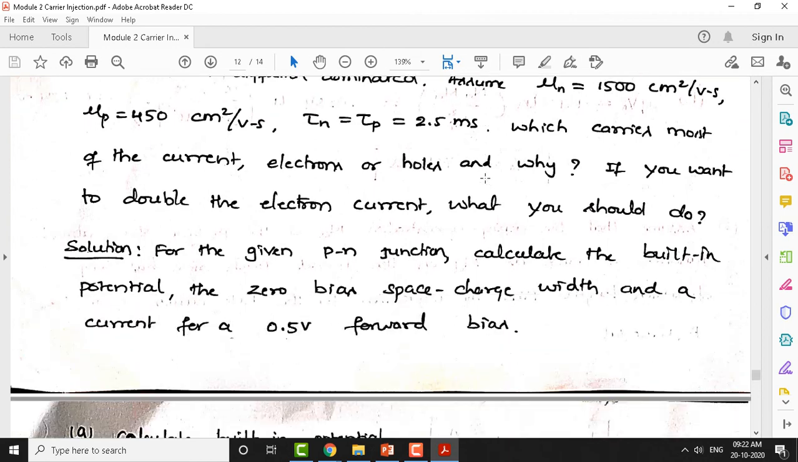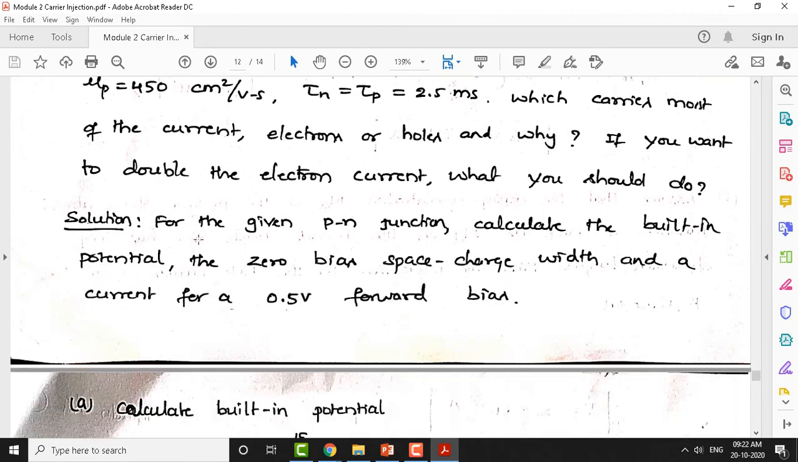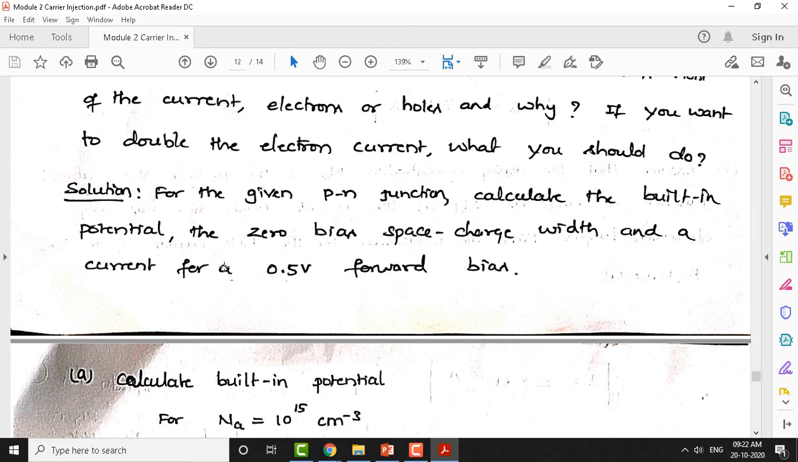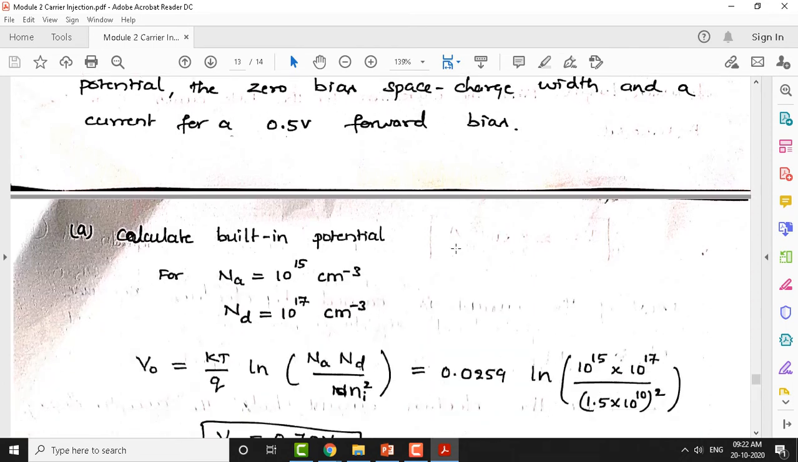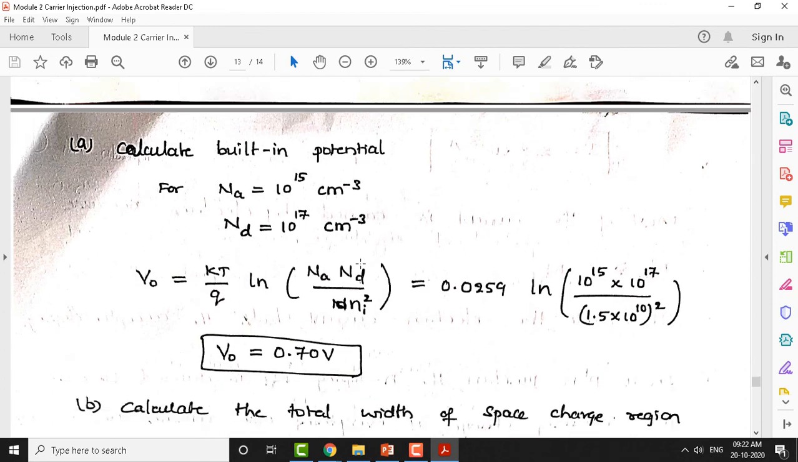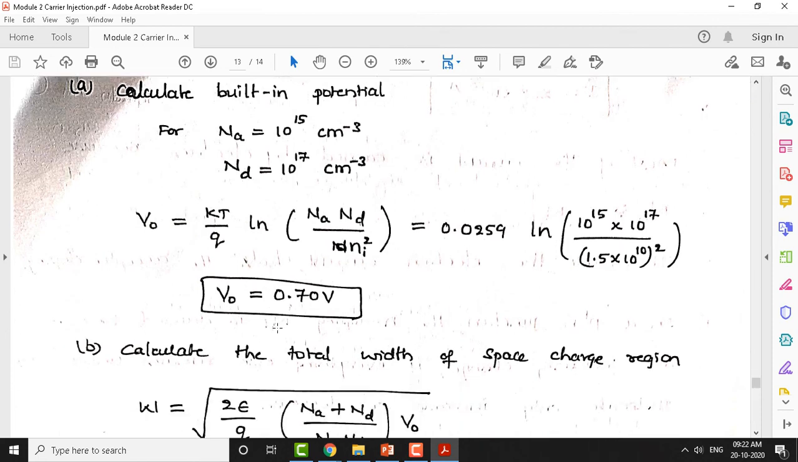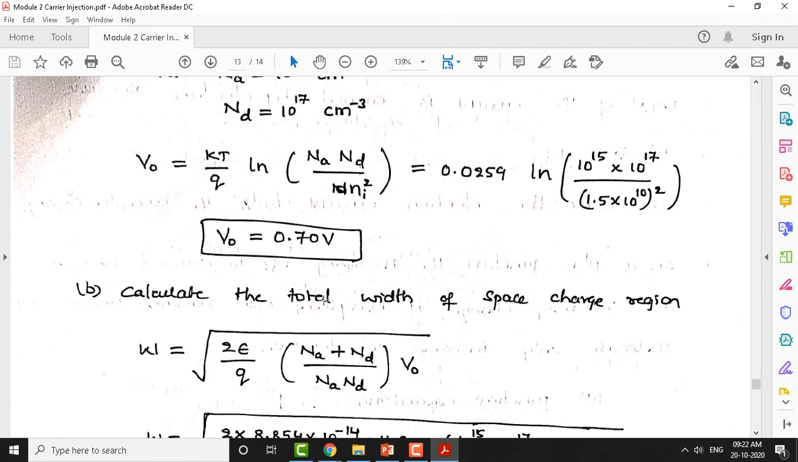So if you use those, you can easily solve this. Let us see the solution for this. For the given PN junction, calculate the built-in potential with 0 bias, the space charge width, and the current for 0.5 volts forward bias. So this is the contact potential formula, kT by q. Just now we have seen that. Substitute all these values, you will get V naught as 0.7 volts.